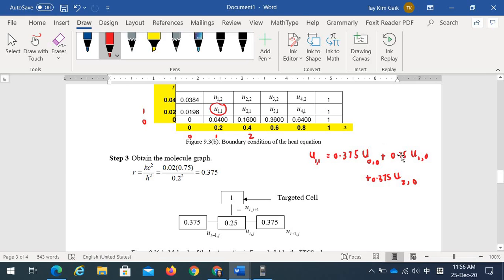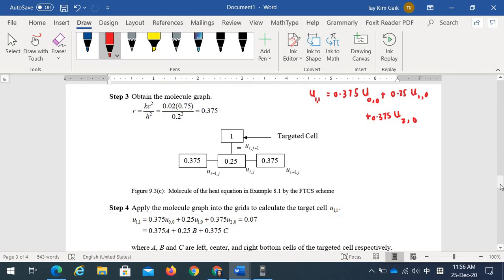Okay, we are not going to write it this way. We can quickly calculate by inputting this. Here, representing your left bottom cell by A, center bottom cell by B, right bottom cell by C. You don't need to do it this way. U11 is 0.375 U00 plus 0.25 U10 plus 0.375 U20, and then you plug in the values.